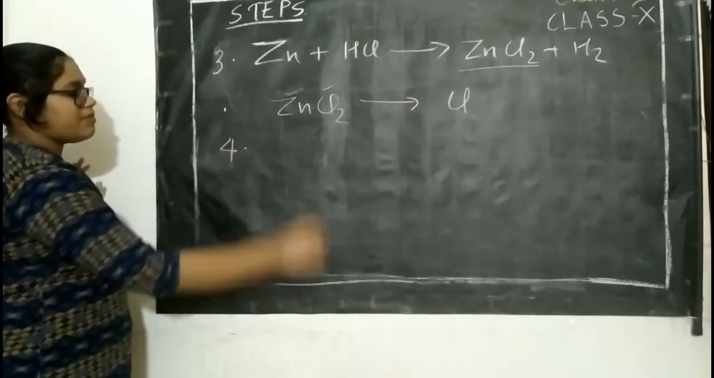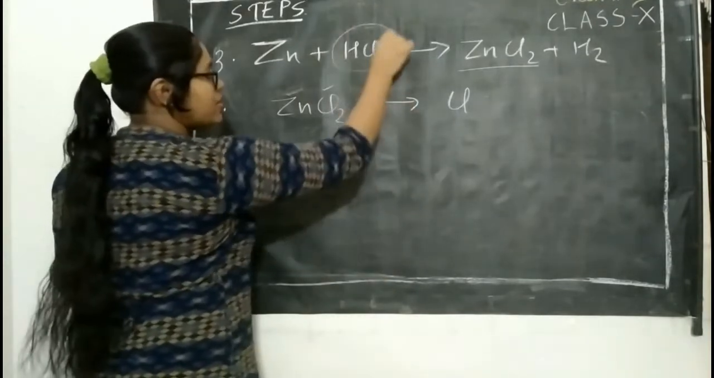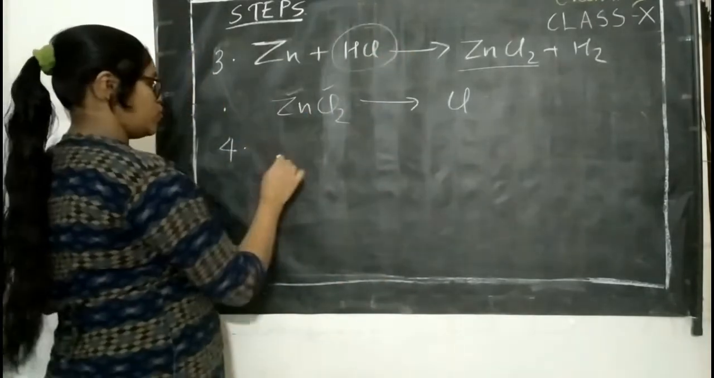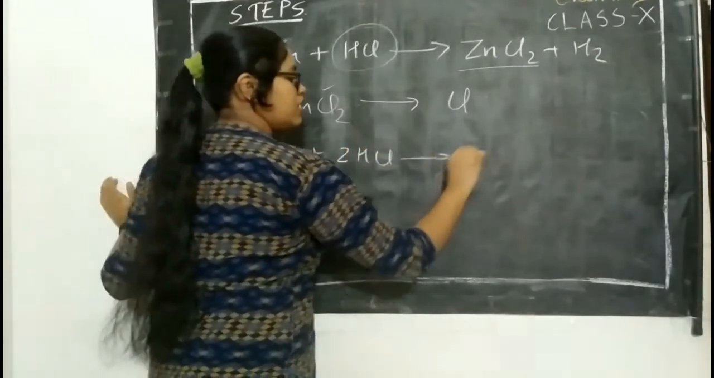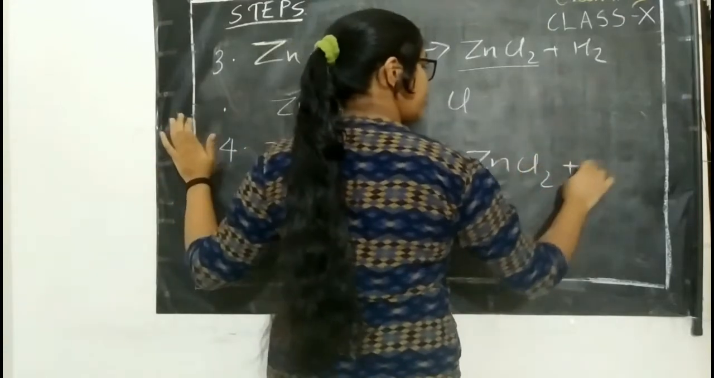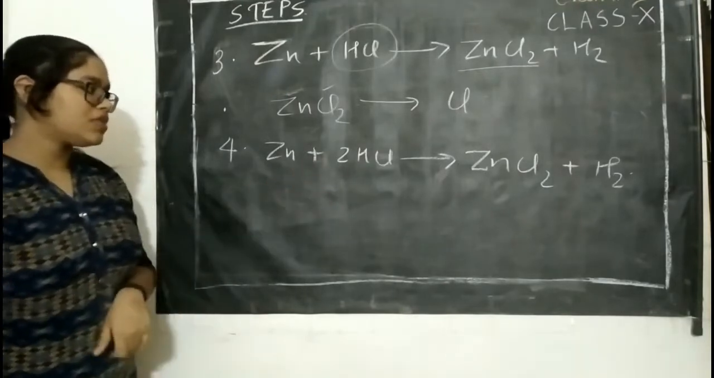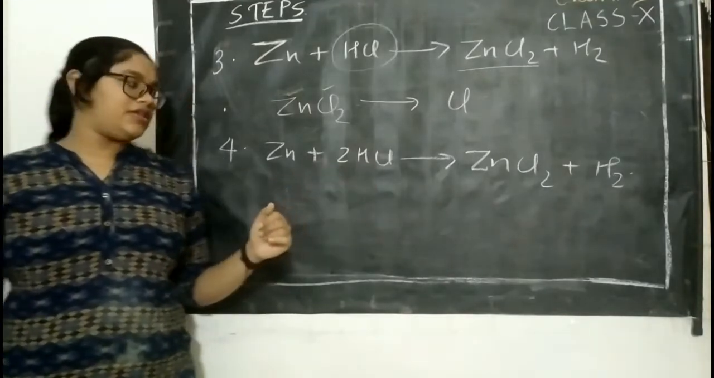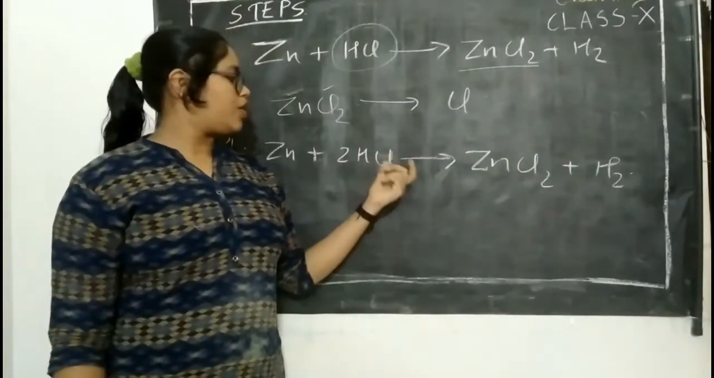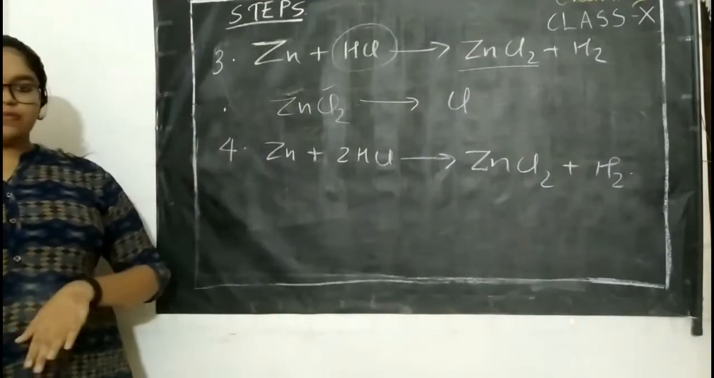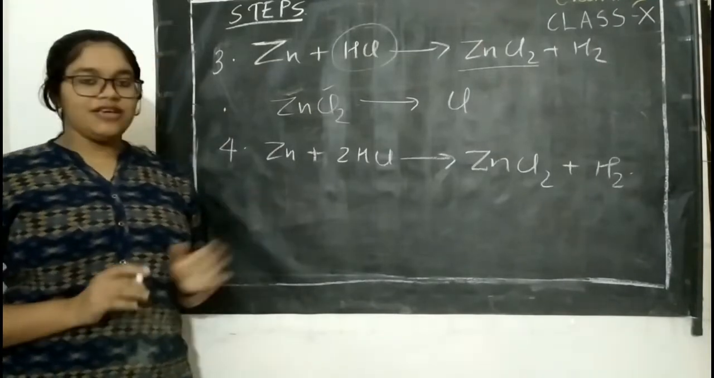The fourth step is balance chlorine. Here we have 2 chlorine atoms. So we have to multiply the compound containing chlorine by 2. That is zinc plus 2 HCl gives zinc chloride plus hydrogen. Now once again we count the number of atoms. Zinc 1, 1, hydrogen 2, 2, chlorine also 2, 2. Hence the equation is balanced. So this equation being a simple one, it's easy to balance.